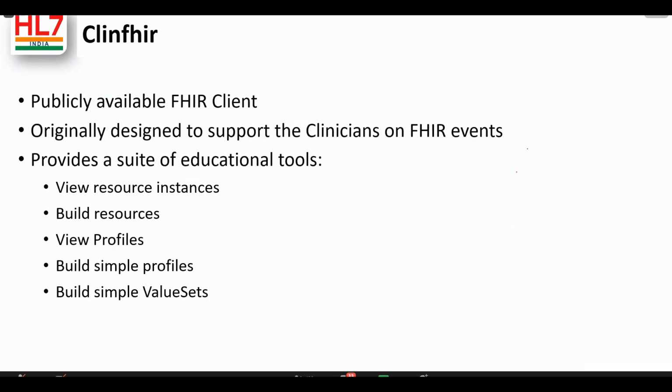So now I will leave you with a couple of things, and this will be an exercise that you should be doing as a prep for next session. So look at clinfhir. Okay, clinfhir is open source, publicly available FHIR client. It was actually designed to support clinicians in FHIR events, but it has now become a very good tool in visualizing the resources, right? So take a look at clinfhir, and if you guys stay back, I will show what the clinfhir is.